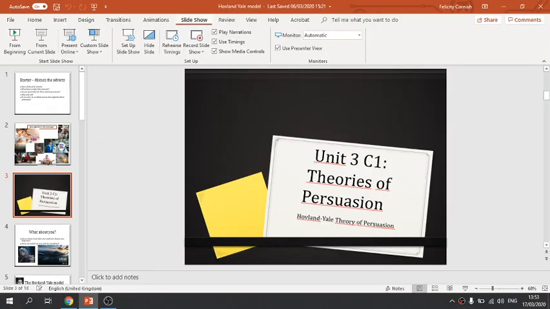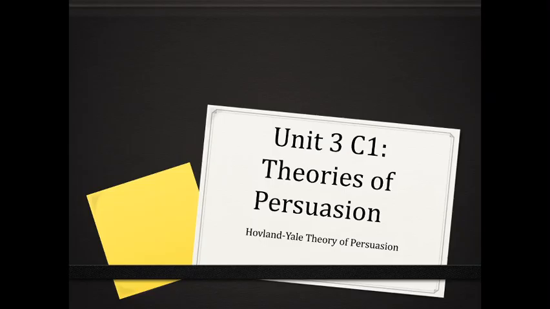Right, hello BTEC group. This is Unit 3, Theories of Persuasion, C1. And in this particular video we're going to look at the Hovland Yale theory and also at the research that's been linked to it.